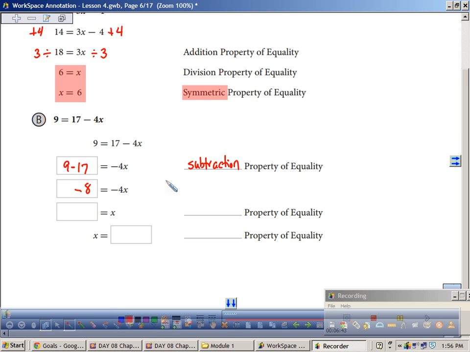Negative 8. That should actually be a step as well. What did I just do? What property is that? When I go from 9 minus 17, I replace it with 8. I heard it. Substitution.